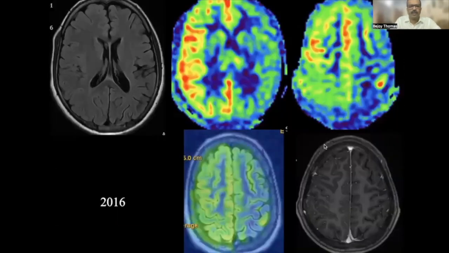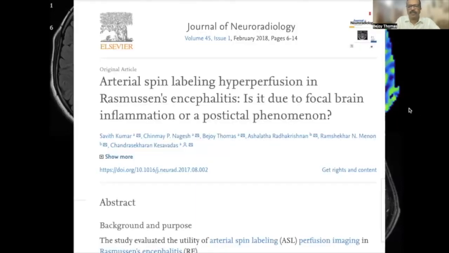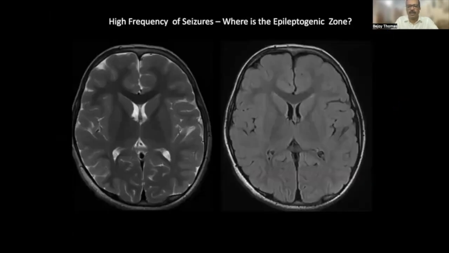And in the subsequent imaging in 2016, you can see further dilatation of the lateral ventricle and volume loss, and you can see there is hypoperfusion of the hemisphere. And again, some areas, some islands, are showing very high perfusion. This is classically seen in Rasmussen's encephalitis, where there is diffuse hypoperfusion in the chronic stage. But even then, some areas will show hyperperfusion, and we have a recent publication on this, on whether these are active areas of seizure, the epileptogenic zone, or active inflammatory areas, which cannot be differentiated from ASL imaging alone.